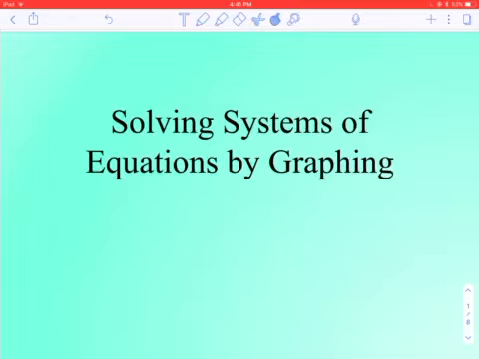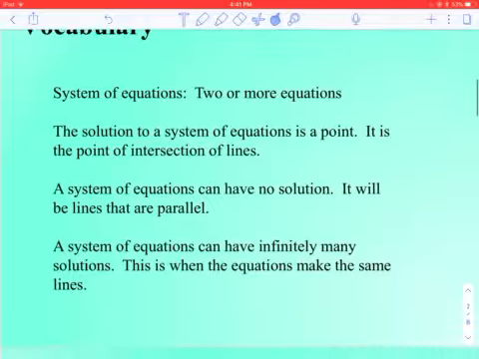Good morning, Griffins. We're going to continue what we were doing with equations, and we are going to be working with what's called a system of equations today. So we're going to be solving systems of equations by graphing.